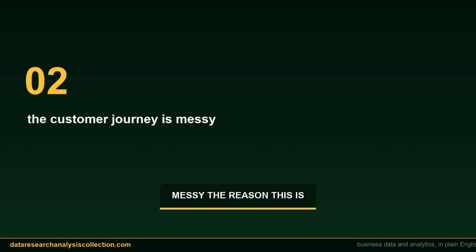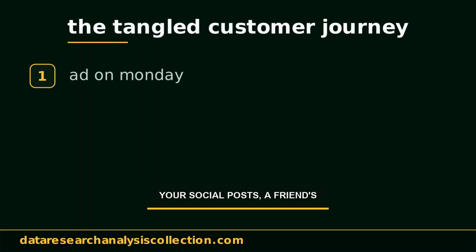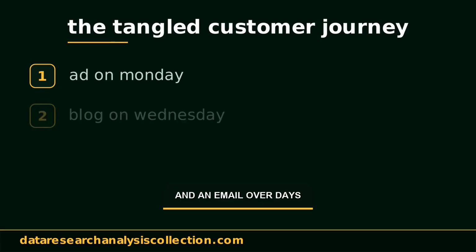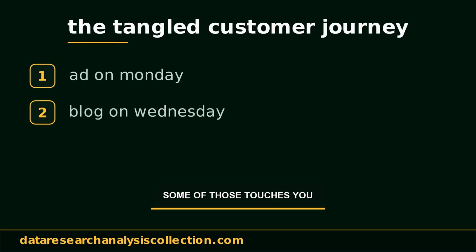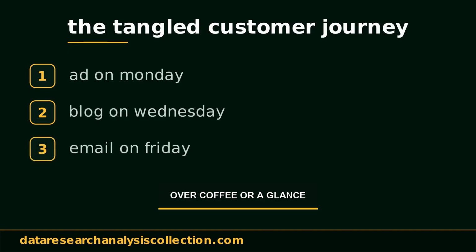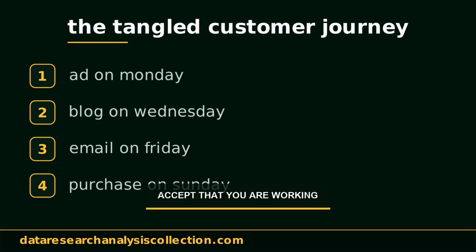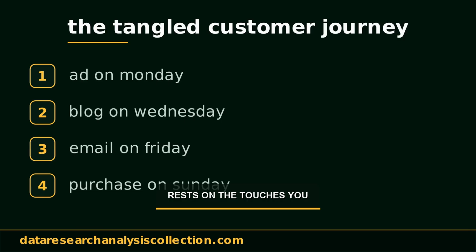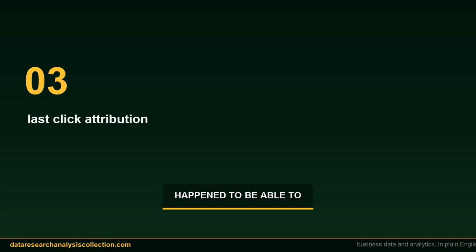The customer journey is messy. The reason this is hard is that real journeys are tangled. People bounce between your ad, your social posts, a friend's recommendation, a search, and an email over days or weeks before they buy. Some of those touches you can track, and many you cannot, because a conversation over coffee or a glance at a billboard leaves no data trail. So before you even choose a model, accept that you are working from a partial map of the journey, and any credit you assign rests on the touches you happen to be able to see.